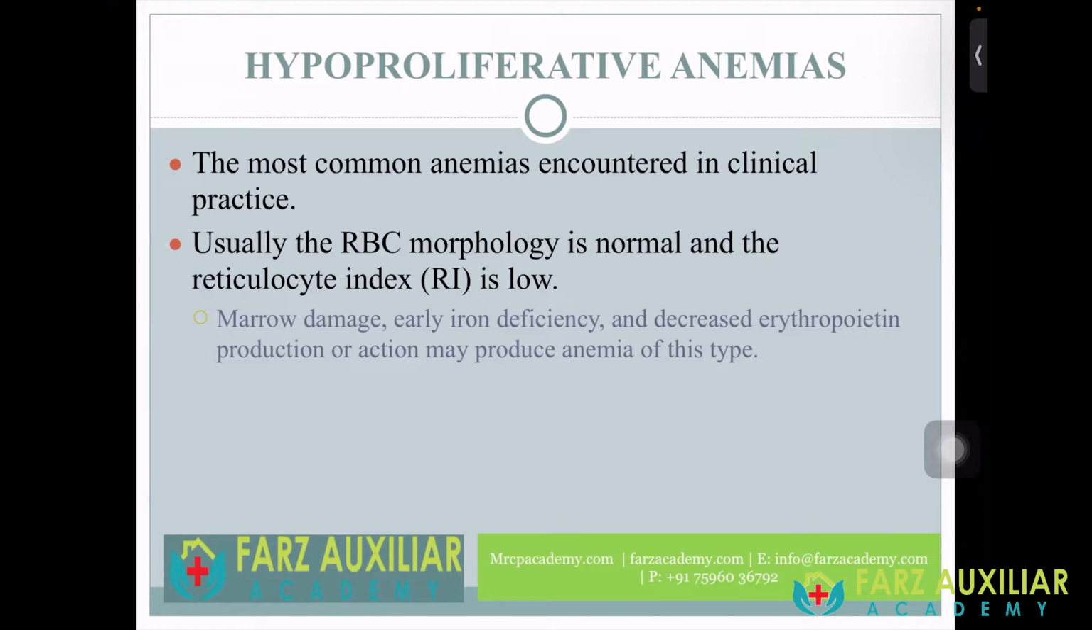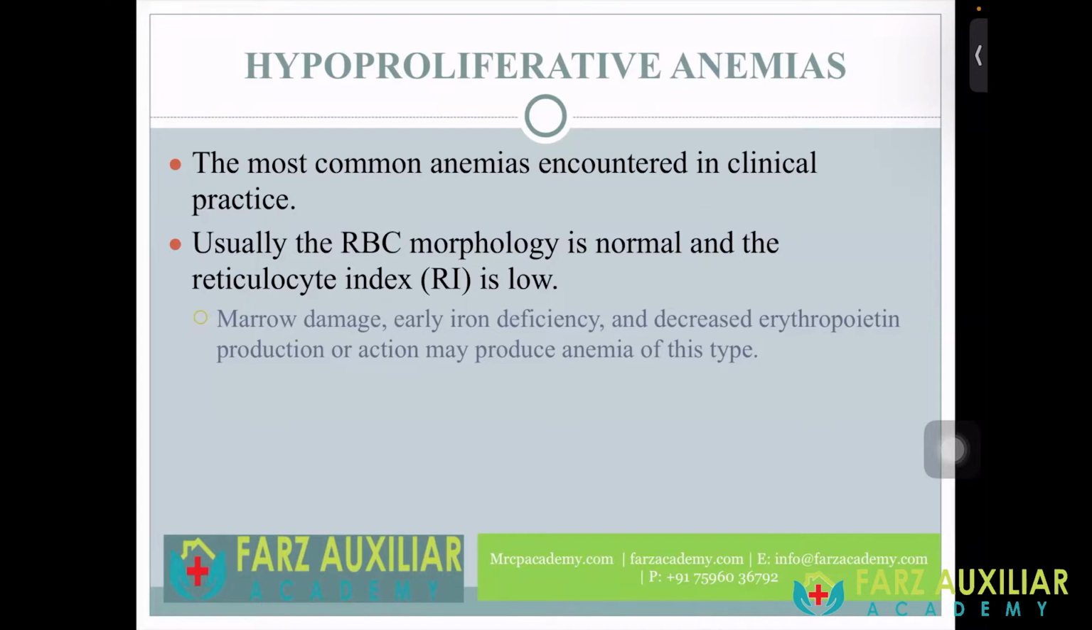This happens whenever there is a marrow damage. Now, marrow damage can occur because of infiltrative diseases. They can occur because of de novo malignancies. They can happen because of metastasis into the bone marrow. Very early in iron deficiency, when the size of the RBC is not affected, at that point of time also you can have a hypoproliferative anemia-like picture.